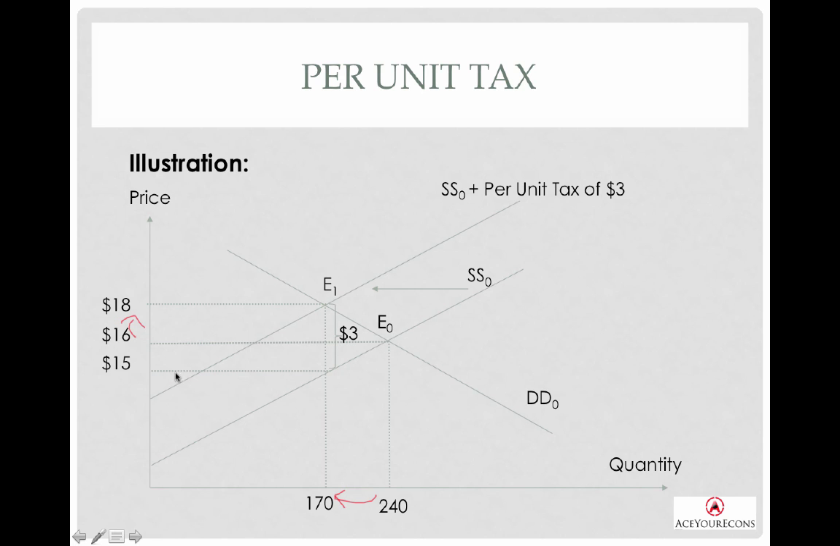There is a very specific amount that you need to find out, and this amount is what we call your tax revenue. For your tax revenue, how do we see it? First of all, we need to know the amount of tax that is imposed, which is $3, and the number of units affected by your tax, which is 170 units. This rectangle here denotes the amount of tax revenue collected by the government.